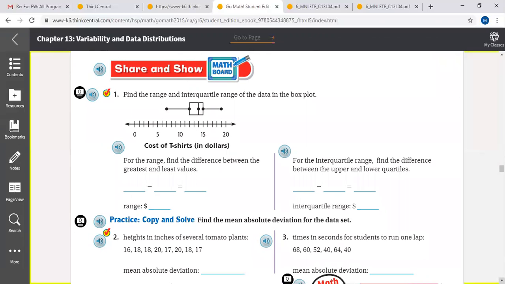For the range, find the difference between the greatest and the least value. We said that it will be 19 minus 7, it's equal to 12. So the range is 12.